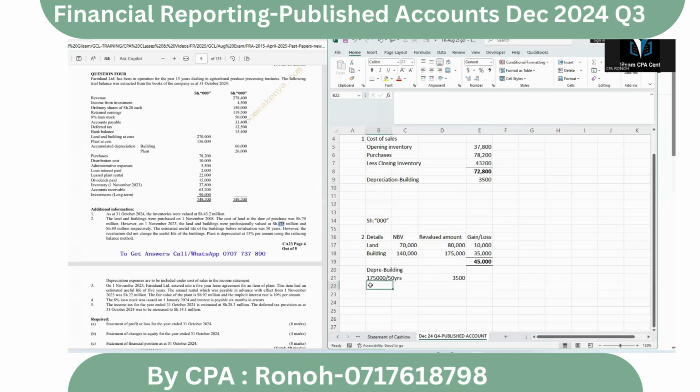Another one is plant, depreciation for plant. For plant, there is no need to do the working here. We can do it here, depreciation, plant. They have given us 15% per annum using a reducing method. So when you hear the term reducing method, you should think of taking the cost of the asset minus the accumulated depreciation.